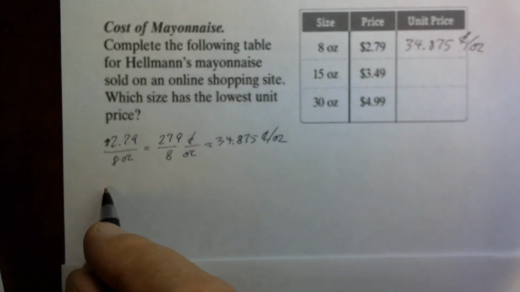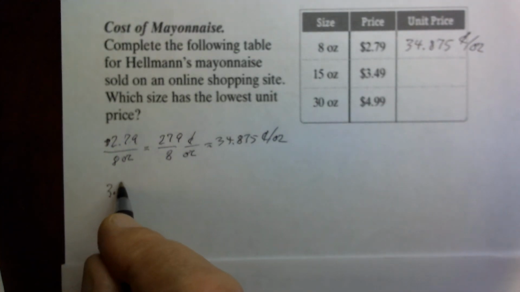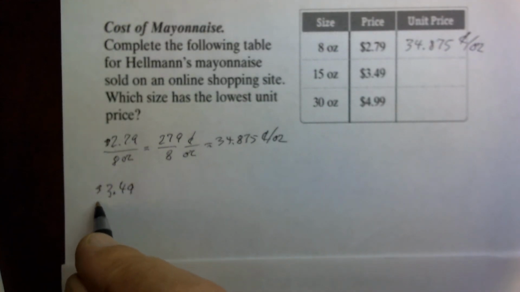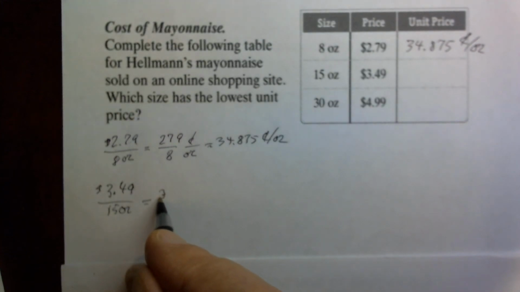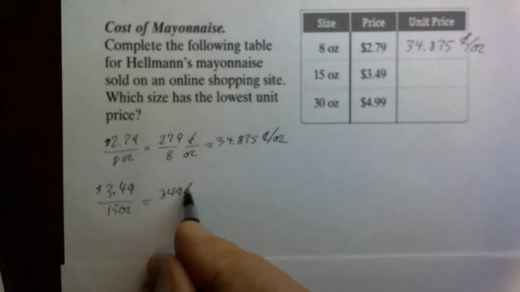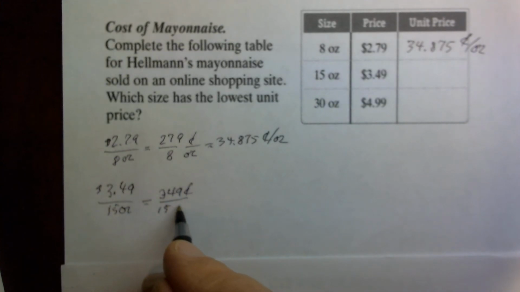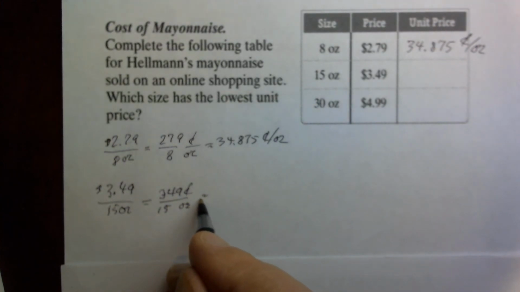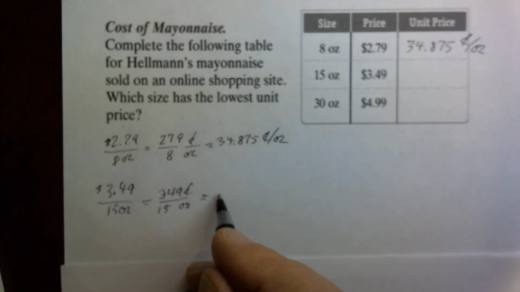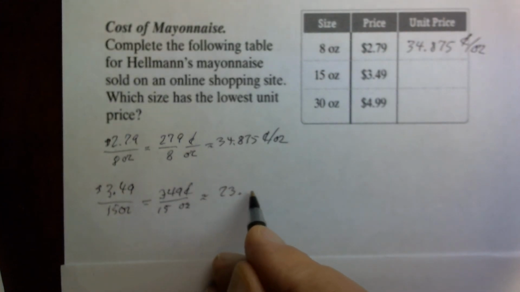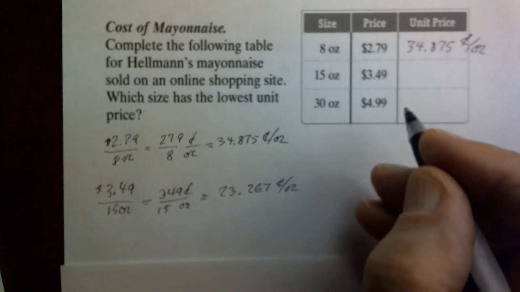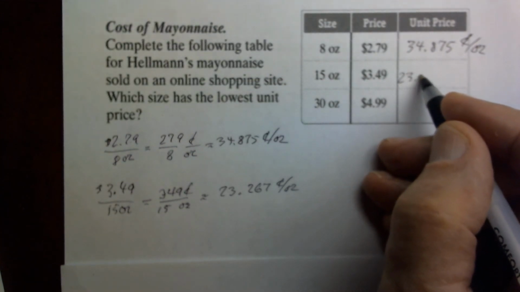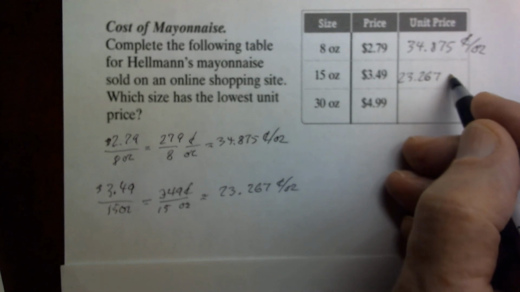And the next one is quite similar. It's $3.49 for a 15-ounce container. So it's 349 cents per 15 ounces, and that's approximately equal to 23.267 cents per ounce.